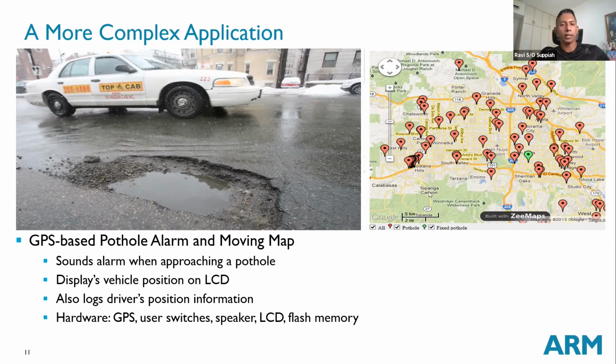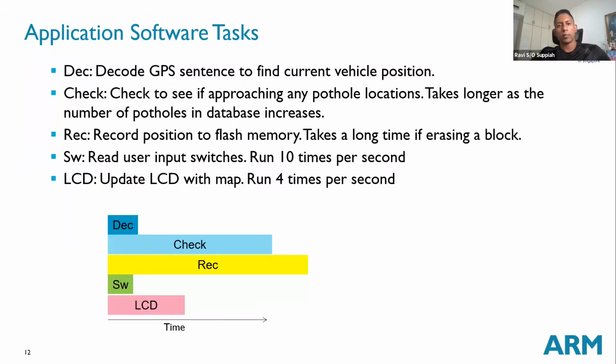When you're driving, you want to avoid potholes. You can damage your suspension. You might lose control of the car and so on, especially at high speed. So this application here is to detect, and alert the user when it knows that there's a pothole nearby. So let's examine what the different tasks are.